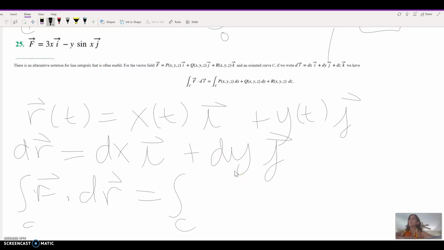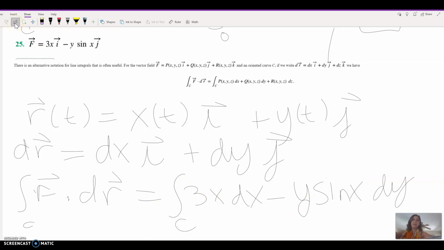My bounds would have to be whatever the appropriate bounds for x and y would be along the path. And then that dot product would give me 3x dx minus y sine of x dy. And without knowing the path, I don't know exactly what dx and dy are or what the bounds of integration are. So I'm going to stop here, right? The point was to just set up this problem.